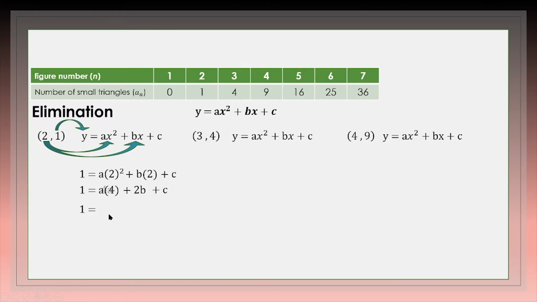Then, 4 times a is 4a. Then, plus 2b plus 2c. Okay, so equate natin siya sa 1. Okay, so it will become 4a plus 2b plus c equals to 1.